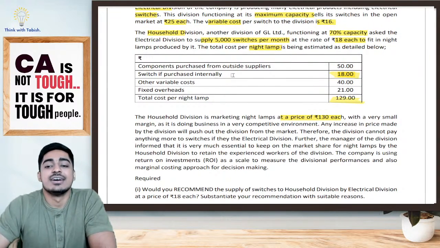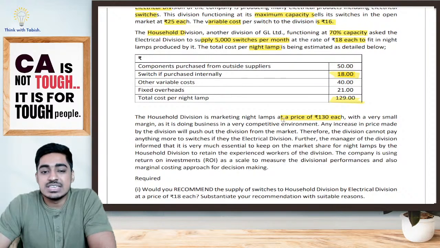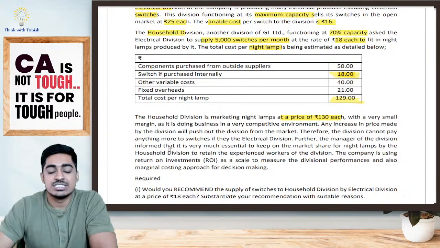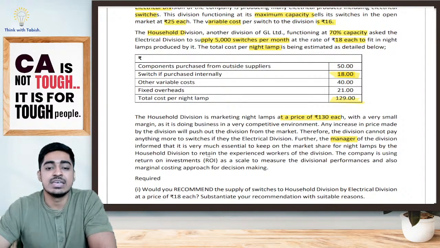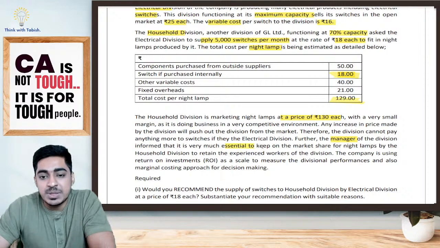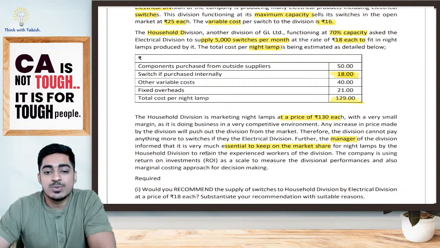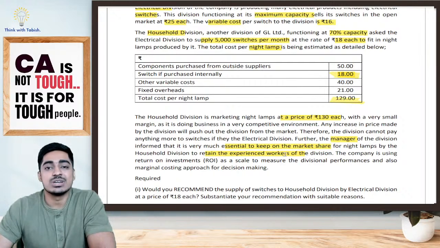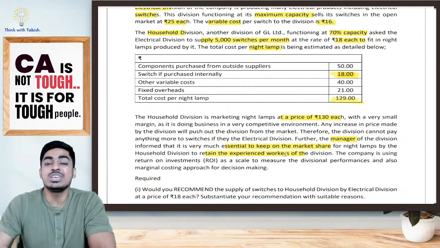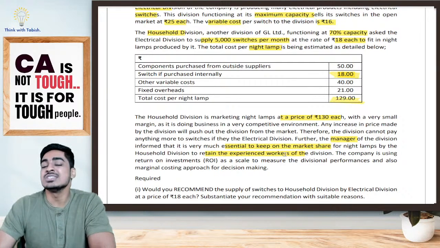Now, the household division is working in a very small market. So it cannot pay more than 18 rupees, is what it is telling. Again, the manager is telling that it is very essential to keep the market share because we want to retain the experienced workers. We don't want to let them go because in the future we won't get them back again. So we need to keep producing the goods. We cannot say that because it is unprofitable, we can get out of the business.